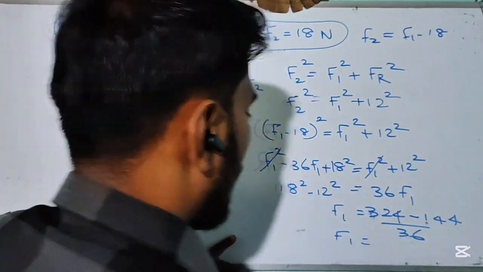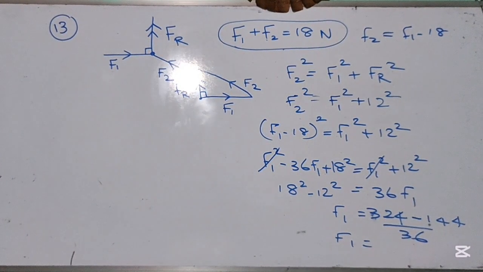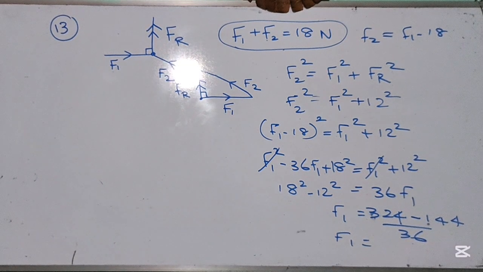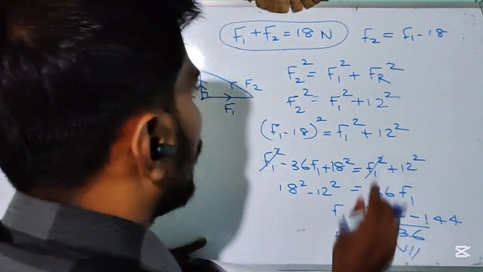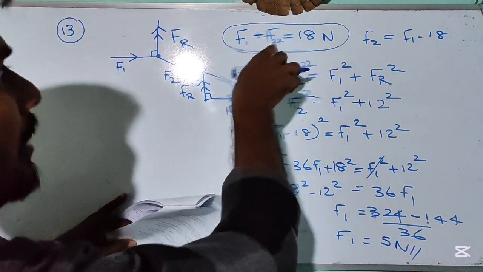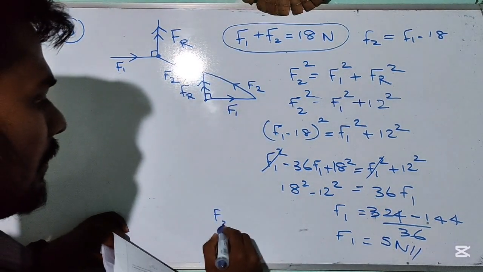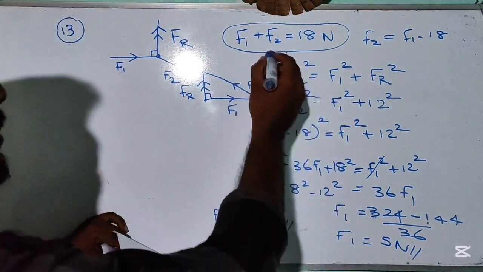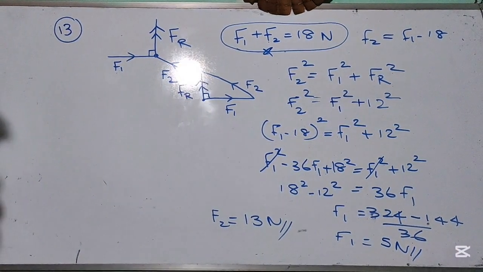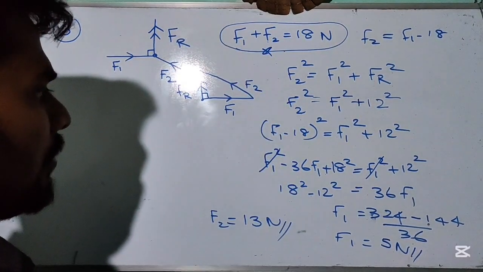How much? F1, how much? What is the value of the F1 force? F1 is 5 newtons. So the F1 is 5 newtons. So we can easily find F1 is 5 newtons. So F2 is 13, no? 13 newtons using these equations. F1 is 5 newtons and F2 is 13 newtons.